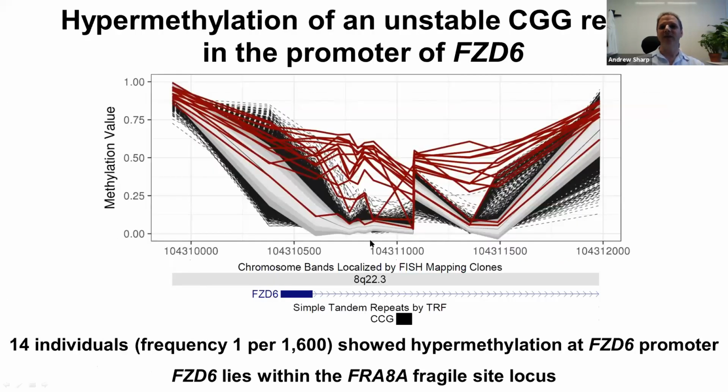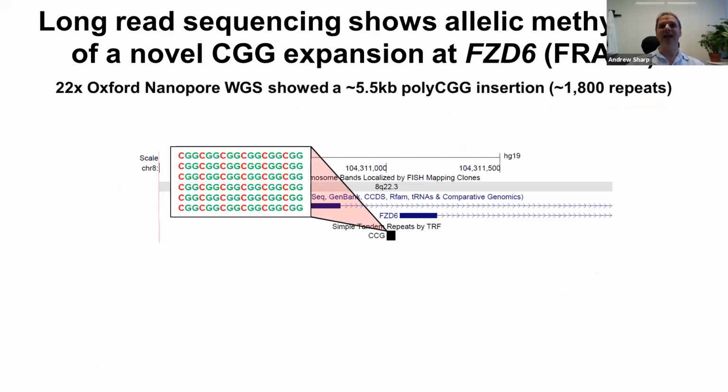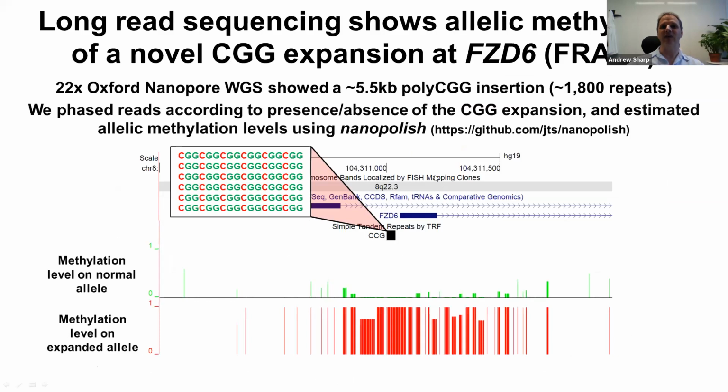And then one more, this is FZD6, again an underlying CGG repeat. This is located at the fragile site 8A locus. Here we did Oxford Nanopore sequencing and found an insertion of about 1,800 CGGs, so a pretty big expansion. The nice thing about the nanopore sequencing is we could phase the reads, asking whether you have a normal size repeat or an expanded CGG repeat, and show the expansions are specifically where the methylation is. So monoallelic methylation associated with the expansion.